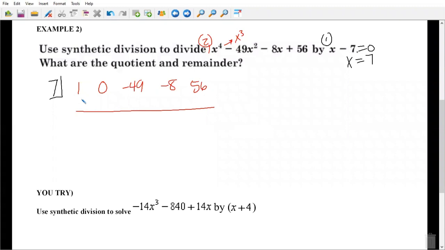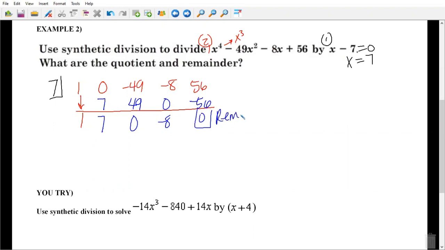All right, so we're going to begin by bringing down our 1 and start the fun. 7 times 1 is 7. 0 plus 7 is 7. 7 times 7 is 49. Negative 49 plus 49 is 0. 7 times 0 is 0. Negative 8 plus 0 is negative 8. 7 times negative 8 is negative 56. And 56 and negative 56 make 0.